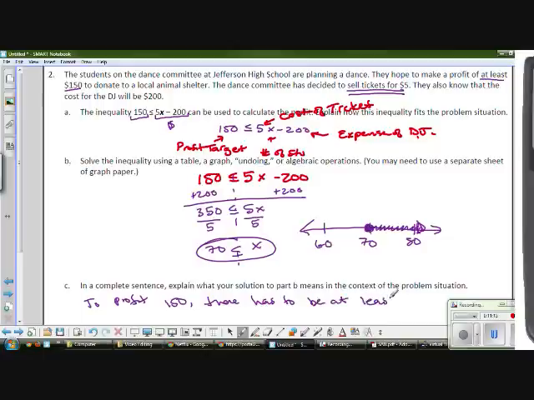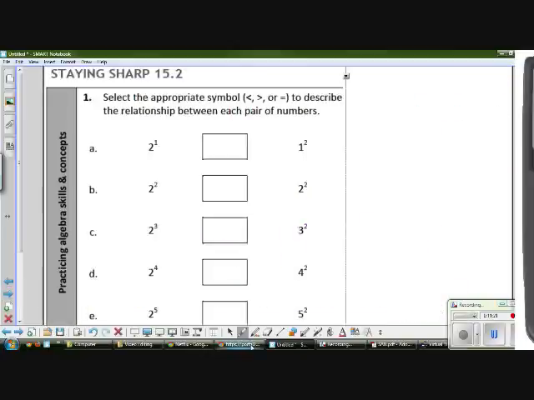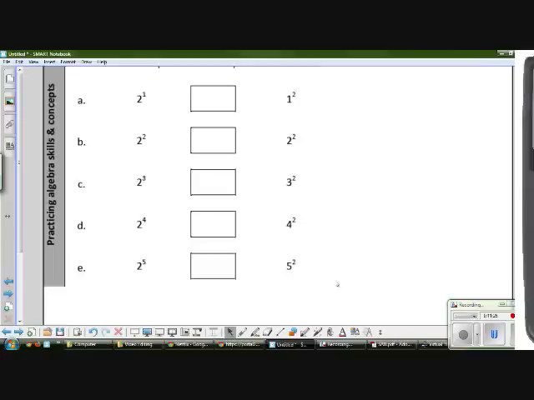Moving on. So we have staying sharp. We have some problems we have to deal with. I'll shrink a little bit. So we're just trying to put in these symbols. Now this is a little tougher because we have some powers. Don't fret. We know all about powers.